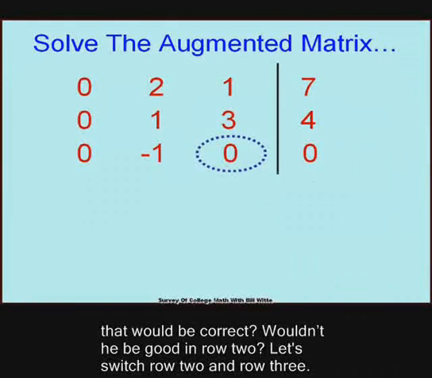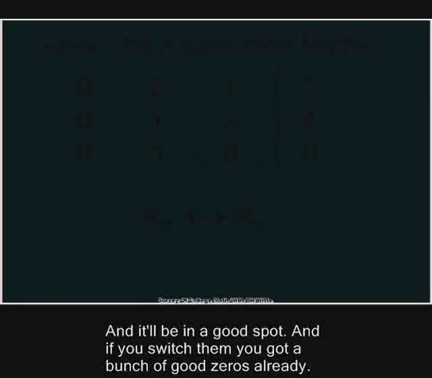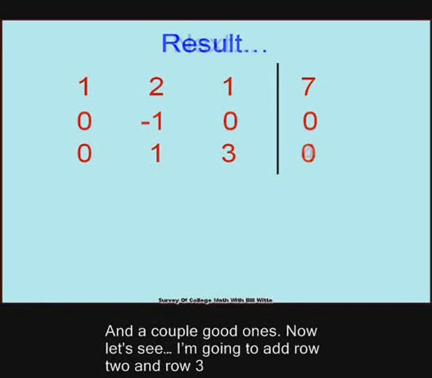Wouldn't he be good in row 2? Let's replace row 2, and I say replace. Let's switch row 2 and row 3. Okay, and then he'll be in a good spot. There we go. Okay, I switched them, and I've got a bunch of good zeros already. Okay, and a couple good 1s.